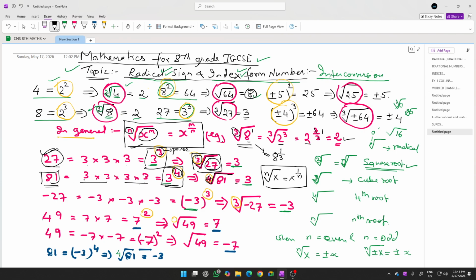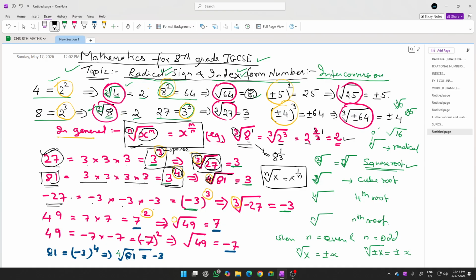Okay. Now try to understand this. Minus 27 can be written as minus 3 into minus 3 into minus 3. Therefore, minus 3 whole cube it can be written. So minus 27 is the value of minus 3 raised to 3. Okay, so this is a number in index form.